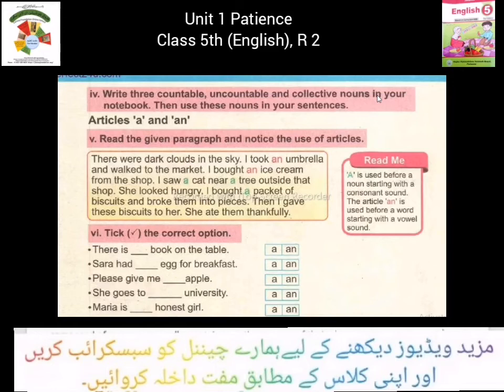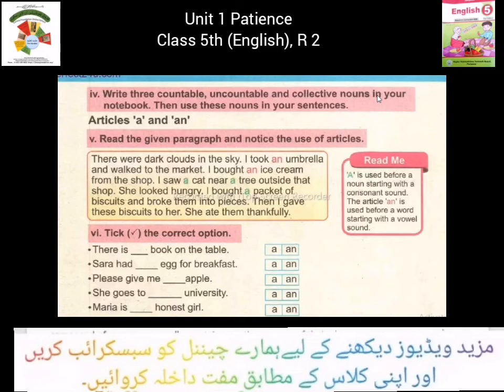She ate them thankfully. So ice cream is also a vowel sound. Ice, the initial sound is I. So there's article An. Cat and tree, these are consonant sounds, so that's why article A is put before these words. A packet, the P sound is also a consonant sound. So these are articles, okay?